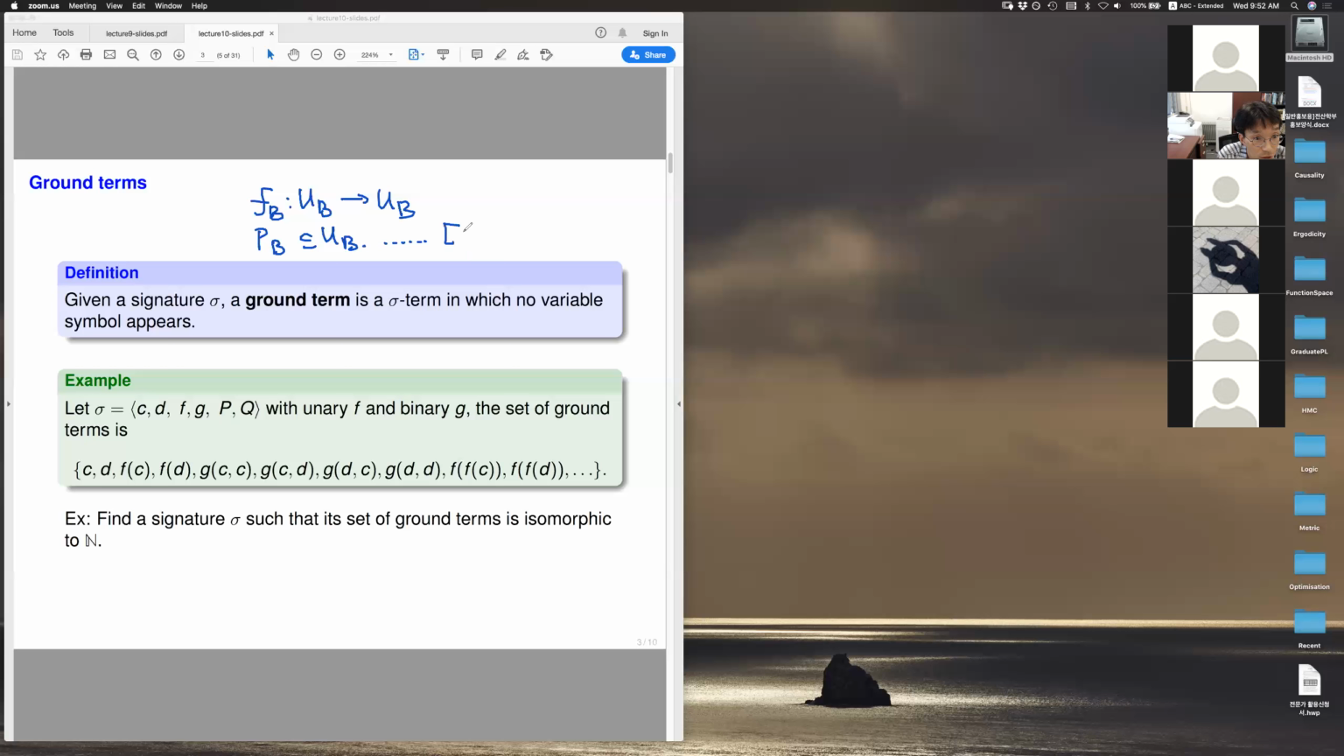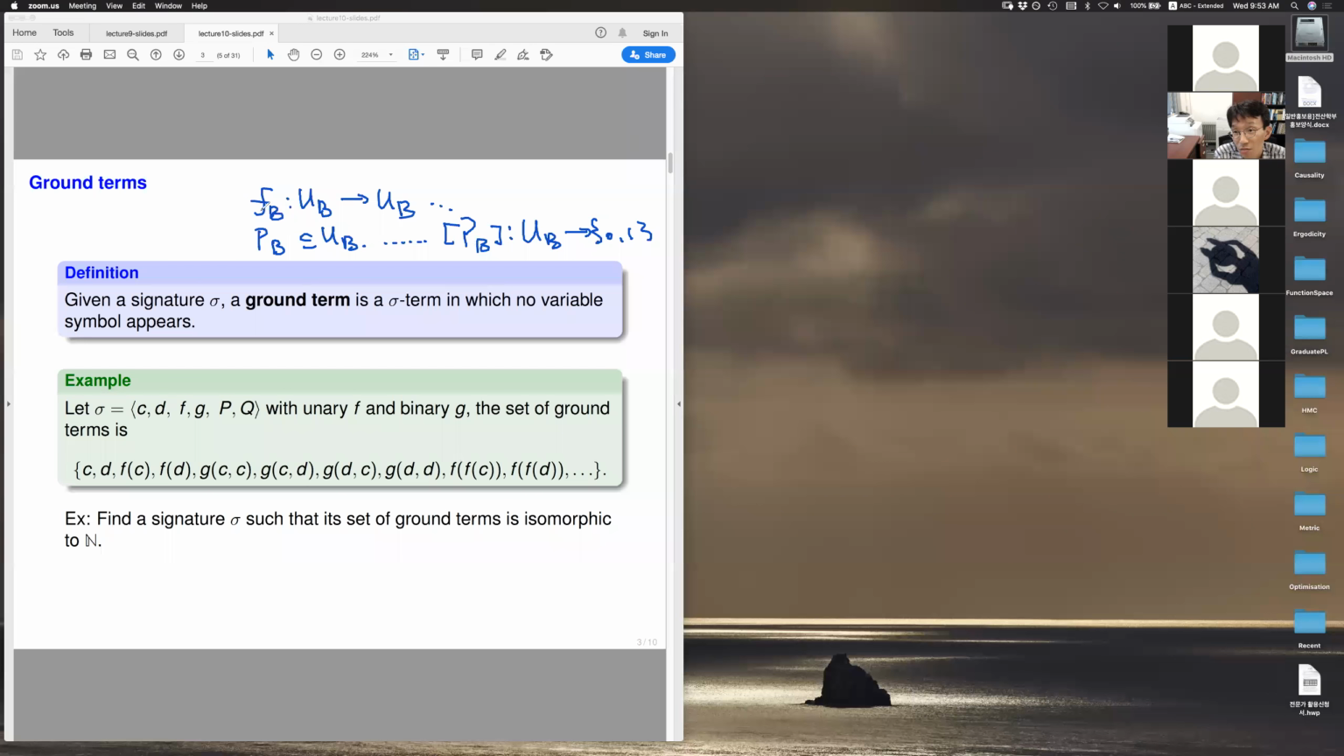I write this notation as P of B. So it's U of B to 0 and 1, such that this function returns 0 if the input element doesn't belong to this set, and returns 1 if the input element belongs to it. So in this sense, you can kind of relate them together, but they are not exactly the same. One is talking about a subset, the other is talking about a function.